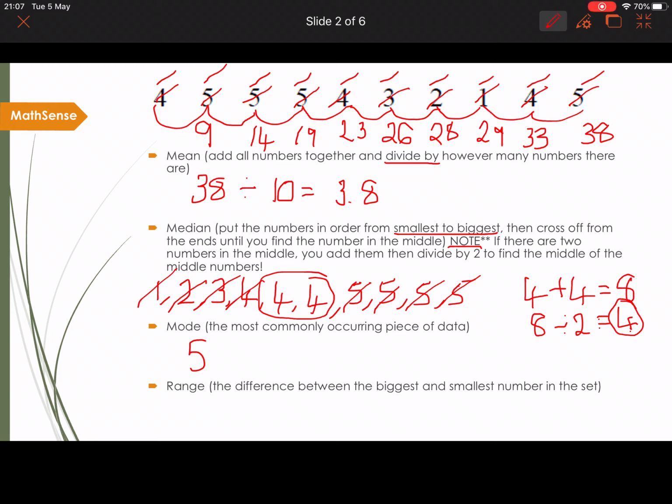The word range means the difference between the biggest and the smallest number in the set. Now I can see again from either the list at the top of the screen or the list that I have done for median that the biggest number in the set is 5 and the smallest number in the set is 1. Now the word difference means subtract. So the difference between 5 and 1 is 4, and that is my answer for range. So now we have mean, median, mode, and range.